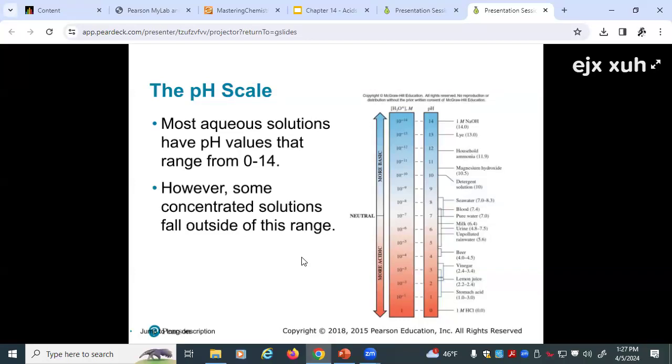At the 14 end of the scale, we have 1 molar sodium hydroxide. If solutions were more concentrated than these, theoretically speaking, they would fall outside of that range of 0 to 14. We'd get up into either negatives or 14 and extra. But most solutions will fall into this 0 to 14 range. And your diagram here shows a variety of different products and things that you encounter in your home that fall within that 0 to 14 range.